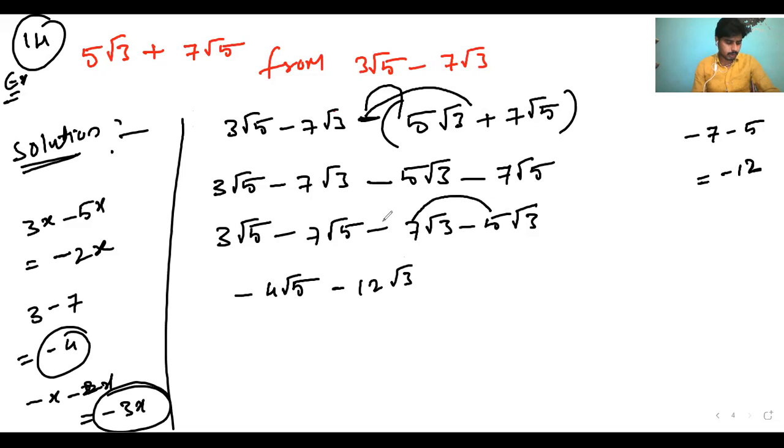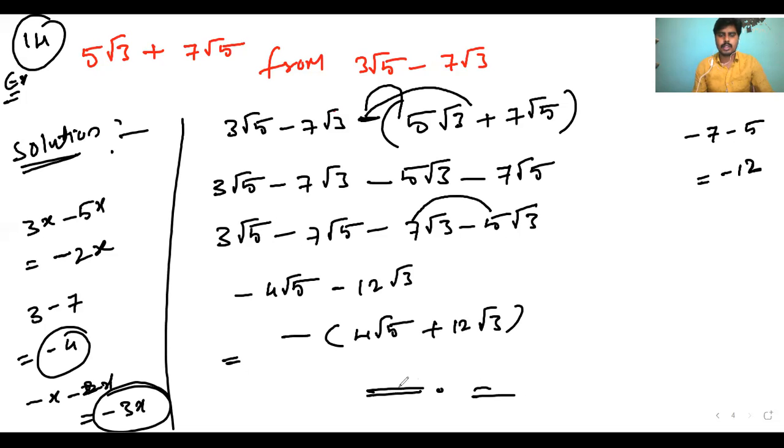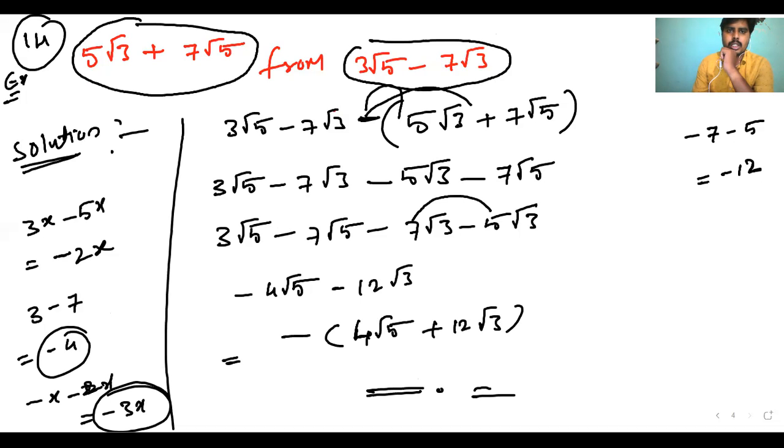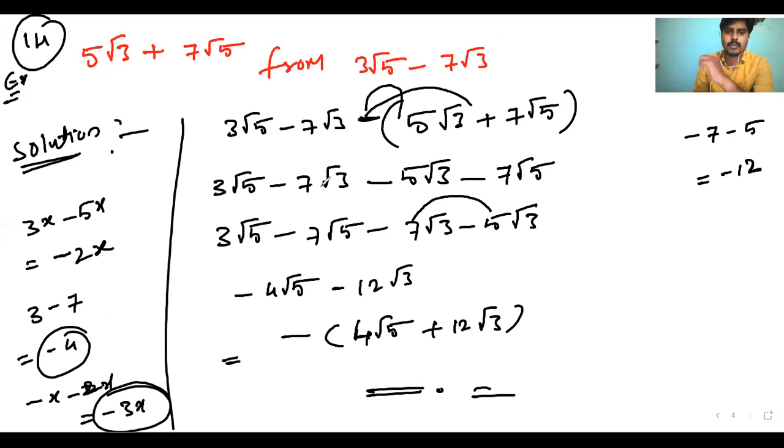Okay, clear? So if you want to stop, you can stop here, or else take one more step also. Take minus common. It becomes minus of 4 root 5 plus 12 root 3. This is the answer. When we subtracted 5 root 3 plus 7 root 5 from 3 root 5 minus 7 root 3, the answer is minus of 4 root 5 plus 12 root 3.